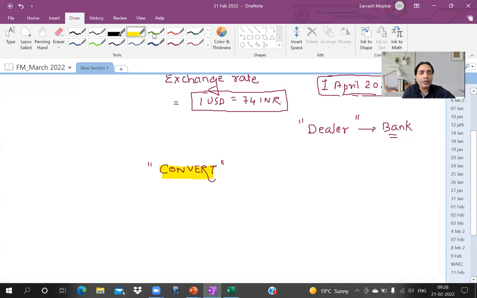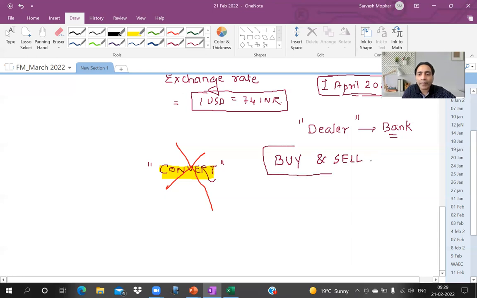Although we know that A is supposed to convert his dollars into rupees, we are not going to use this word. See, I'm making your life easier. That's my job, right? As a trainer, it's my job to make your journey easier. So many a times people use the word convert, which is correct. There's nothing wrong in that word. But if you want to avoid mistakes in your calculations, if you want to enhance your understanding of the concepts, I suggest you use the words buy and sell.